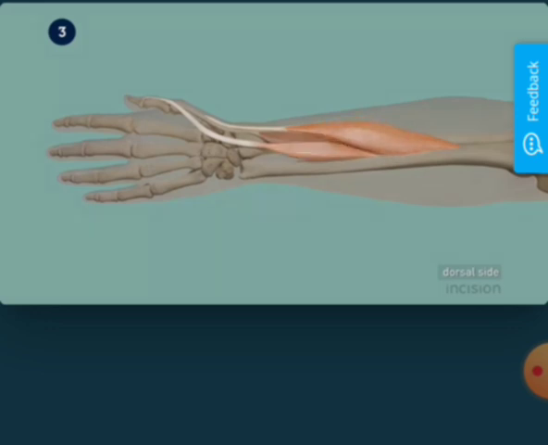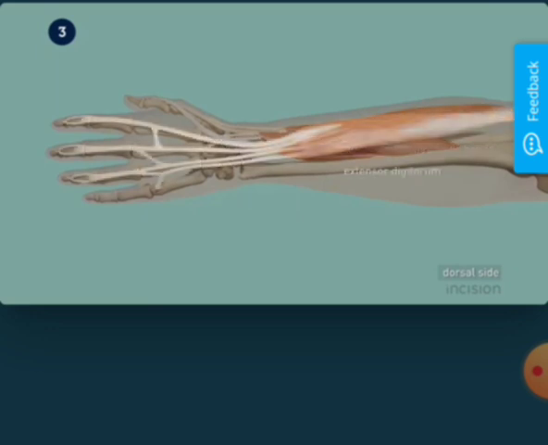The extensor carpi radialis longus, extensor carpi radialis brevis, and extensor digitorum contribute to extension of the wrist. Extensor digitorum acts mainly to extend the phalanges at the metacarpophalangeal joint.